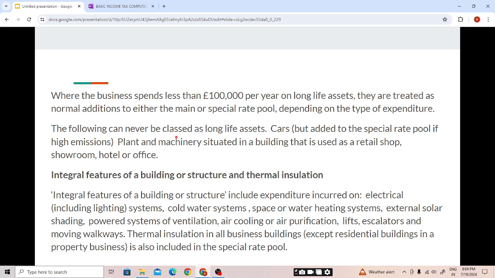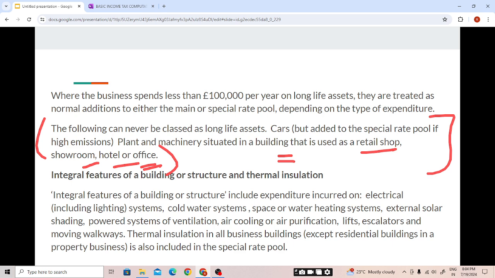The following can never be classed as long life assets: cars, but they are added to the special rate pool if high emission. Cars will not be classified as long life asset. Plant and machinery situated in a building that is used as a retail shop, showroom, hotel or offices. So the plant and machinery, students, which are situated in a building that is used for retail shops, showroom, hotel or offices will not be classified as long life assets.